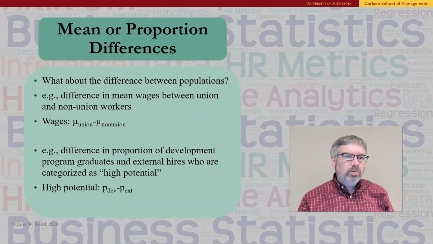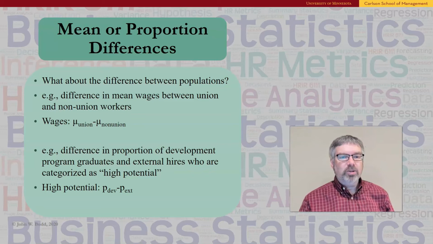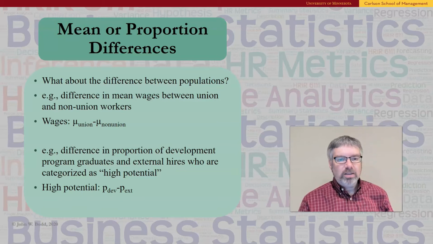But what about when we want to compare two samples or two populations? This comes up a lot in practice. For example, you might want to try to think about or understand better differences in average wages between two groups of workers, for example, union workers, non-union workers. So in that case, it's a difference in two means.